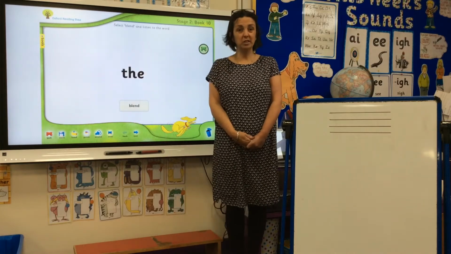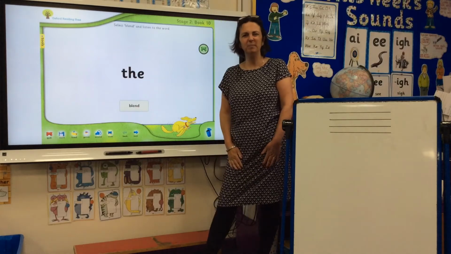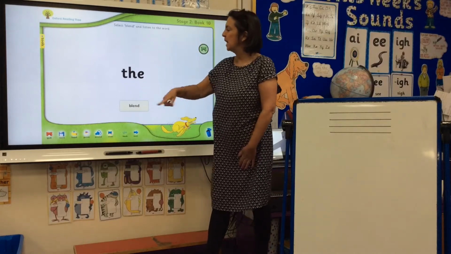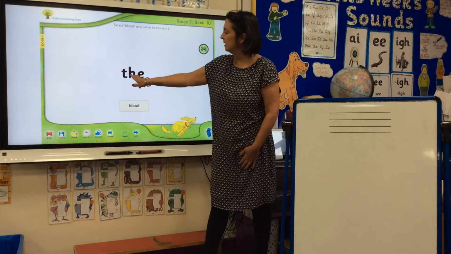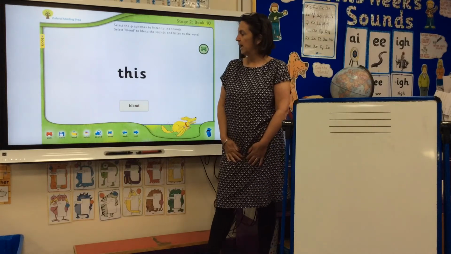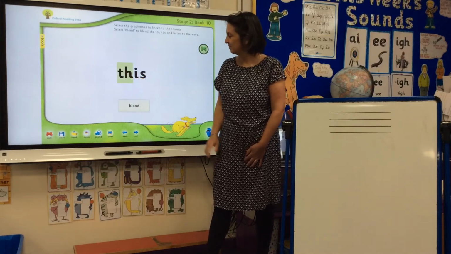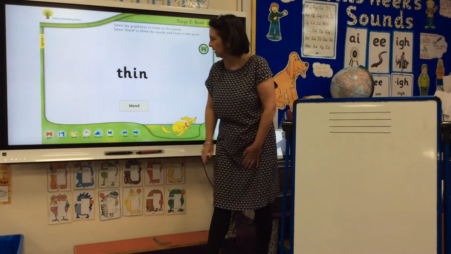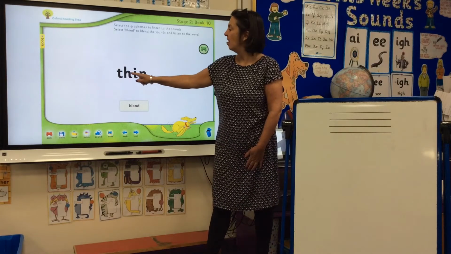Okay, should we look at some words now and we'll read some off the board. Reading finger ready. Here we go. Now this one is actually a keyword. It's one of our common exception words. So we can just read it. But if you can hear the beginning of the sound of this word, we can recognise that in the word now. The. Okay, next one. It's. This. It's. This. Well done. Next one. Oh, now, different sound. Thin.